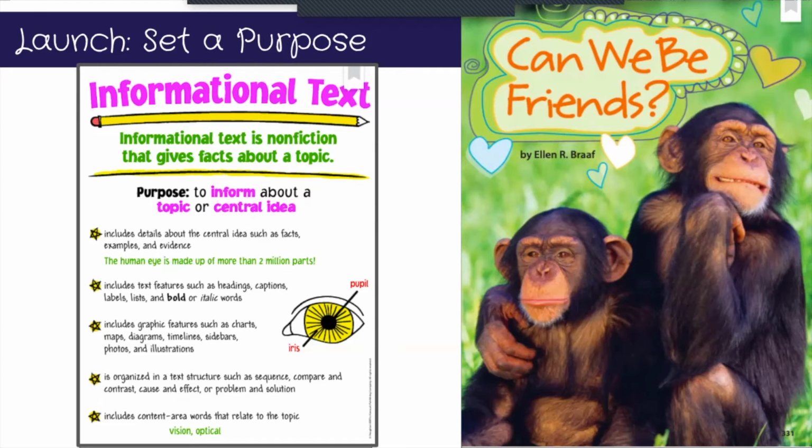Words. Informational text also includes graphic features, such as charts, maps, diagrams, timelines, sidebars, photos, and illustrations, or things that we see to interpret and understand. Our informational text is organized in a text structure, such as sequence or order of time, compare and contrast, cause and effect, or problem and solution. And informational text usually contains content area words that relate to the topic, like vision or optical.